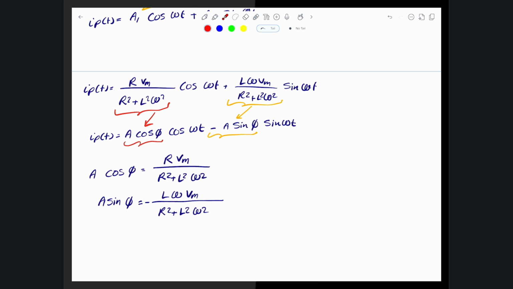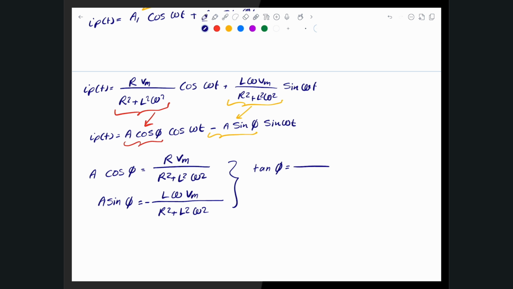Again, our goal at the end of the day is just to find out what A is and what phi is. Well, we can start off by saying if I divide these two by each other, I will get the tangent. Specifically, the tangent of phi is simply sine divided by cosine.